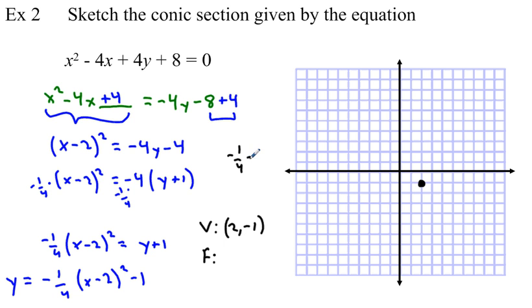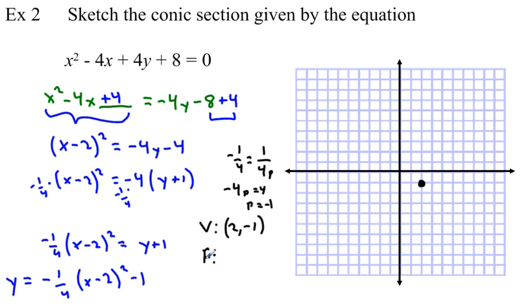-1/4, that's our value for a. That equals 1/4p. Okay. To solve for p, we can cross multiply here. That gives us -4p equals 4. Divided by -4 gives us p equals -1.